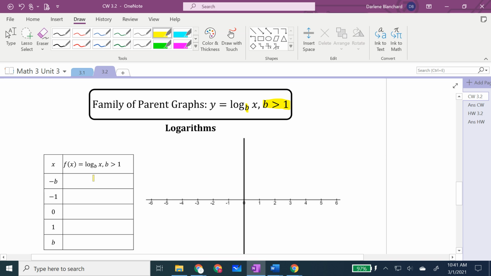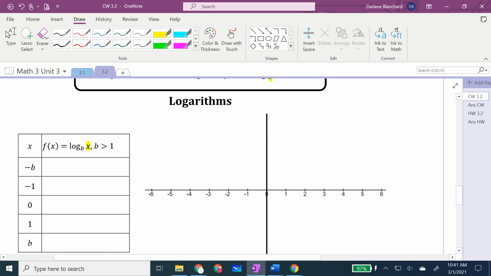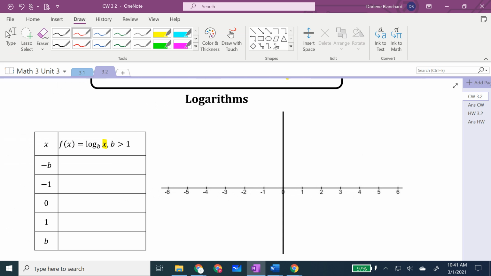Now, do you remember what I just said about the domain of a logarithm? If b represents a positive number, negative b is a negative number. You're going to get undefined for any negative number you try to plug into the x in a logarithm. And if you try to plug 0 in, you're still going to get undefined. You have to put a positive number in.